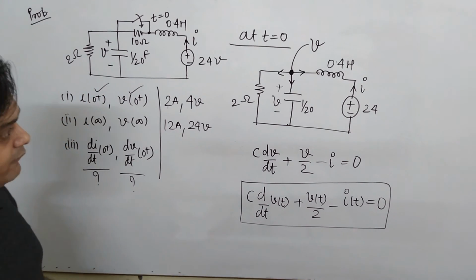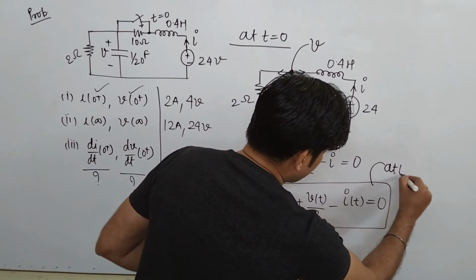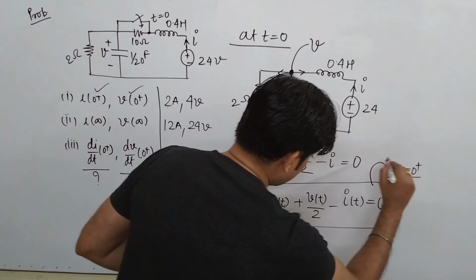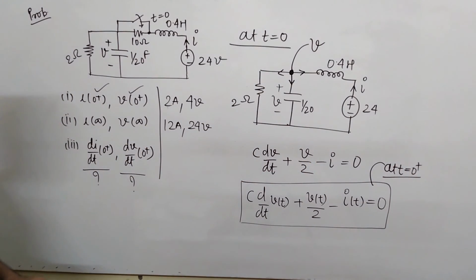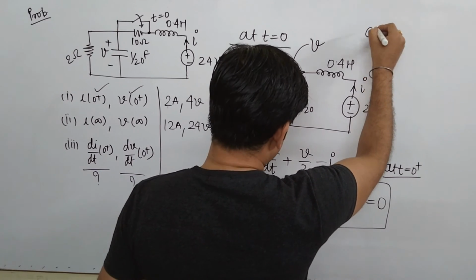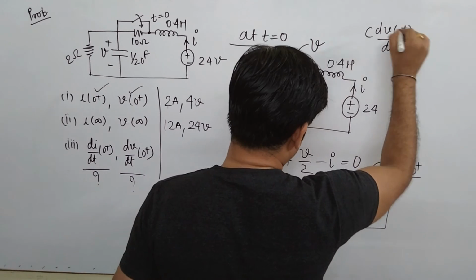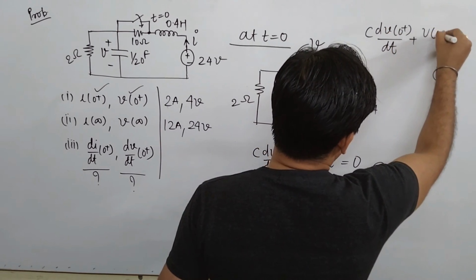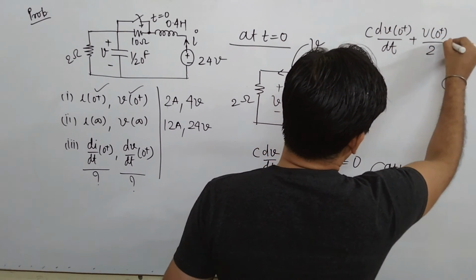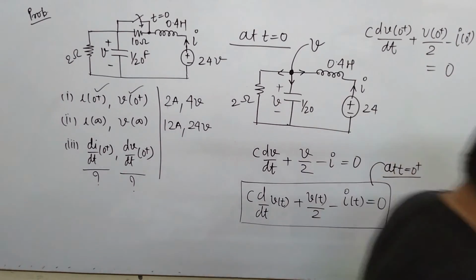Now for finding out this value, if you put the value of time at t equal to 0 positive in this equation, so if I put this value here, I am writing this becomes C dV(0+)/dt plus V(0+)/2 minus I(0+), and that is equal to 0.